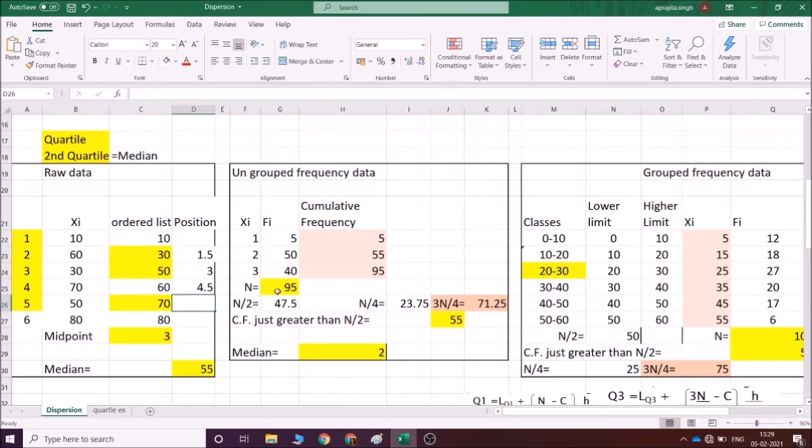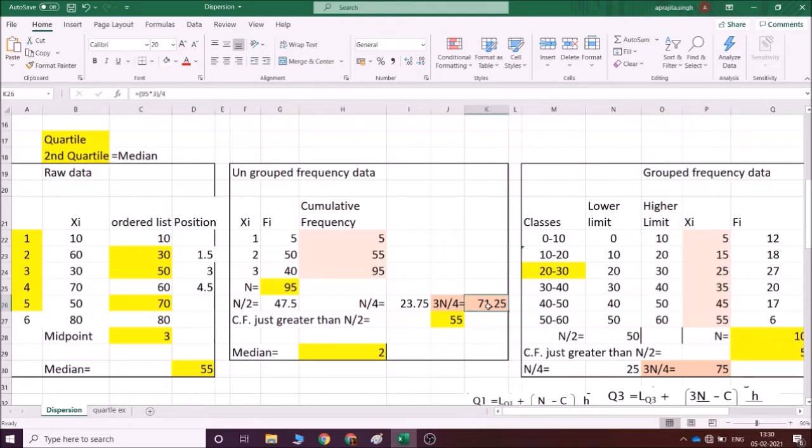Okay, the value of n is the total of the frequencies. Now you just find out the value of n by 4 in case of first quartile, n by 2 in case of second quartile, and 3n by 4 in case of third quartile. Suppose it is the first quartile, n by 4 is 95 by 4, is 23.75. So now you have to find out cumulative frequency just greater than 23.75, that is 55. The corresponding xi value is the first quartile.